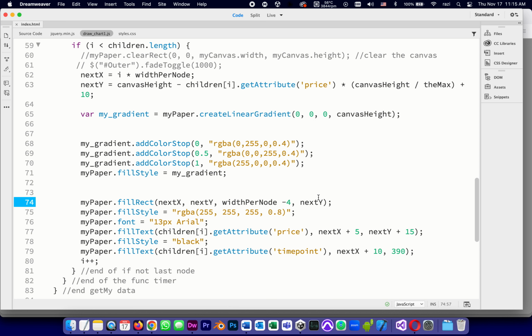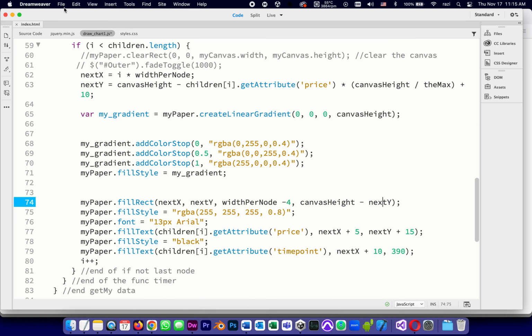So what I'm doing is saying, I need the tallest one to be the canvas height minus the next y. In other words, if you're really tall, you're close to the top. So you're going to be basically almost the canvas height. This way, it starts from very close to the top and extends all the way to the bottom. For instance, if the next y is 10 pixels, what does that mean? That it's a really tall price.